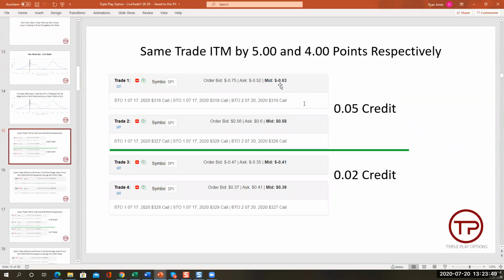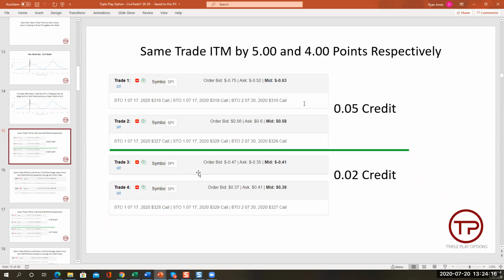My bearish is a credit of 63. My bullish is 58. That means it's a credit of 5. If I got in at a debit of 17, I'm losing $23. If it's in the money by only 4 points, you'll notice there's not much of a difference in the price. It's only 3 cents difference in the price by moving the entire market by 1 point.